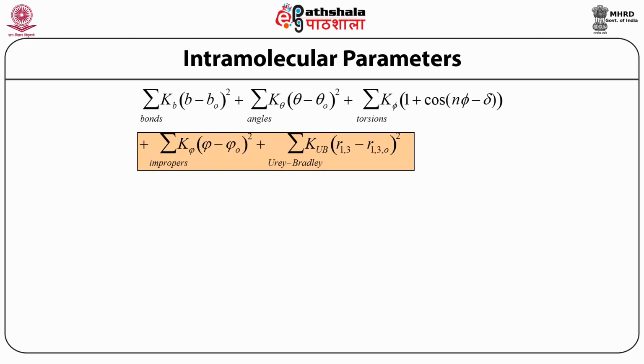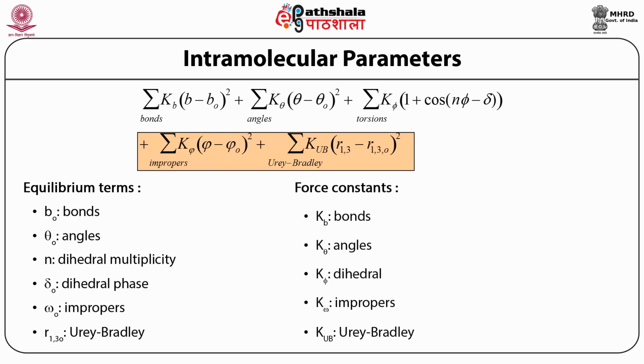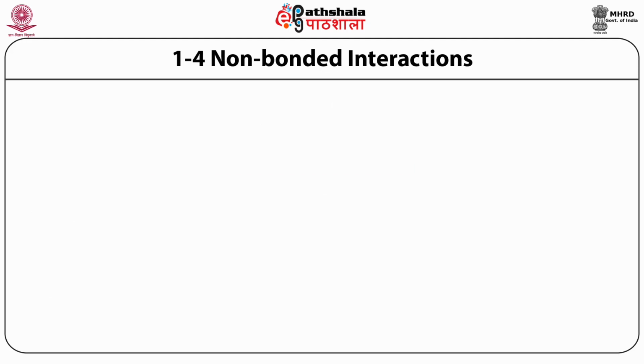And this is an additional term of intramolecular parameters. As you see from the left-hand side, all these terms' values are derived from crystal structures or known infrared data, etc. Force constants, on the other hand, are purely experimental values. Major software packages use the function shown at the top, not so much with improper and Urey-Bradley terms. However, many functions do use both of them.